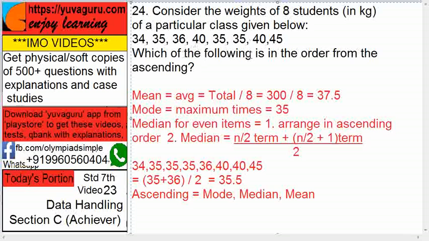Consider the weights of 8 students in kgs in a particular class. Which of the following is in ascending order? Now, following means mean, mode and median. You have to find all three and which of them are in ascending order.